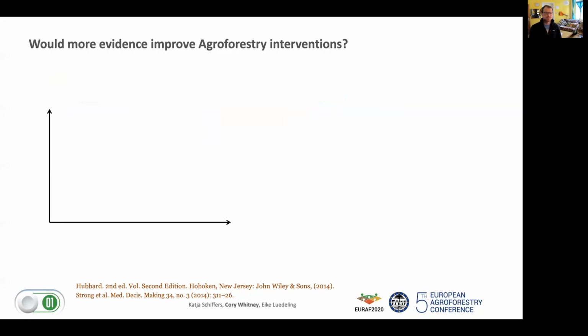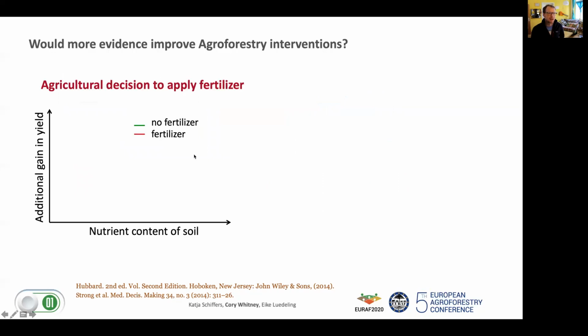Generally, we calculate EVPI with continuous probability distributions. Here we provide an example of an agricultural decision to apply fertilizer and the effect on yield given the soil nutrient content. We assume that the nutrient content of the soil will follow a normal distribution and that the additional gain in yield under the decision not to apply fertilizer will remain constant. That's the green line. Therefore, the expected gain for the decision to not apply fertilizer is simply 0.